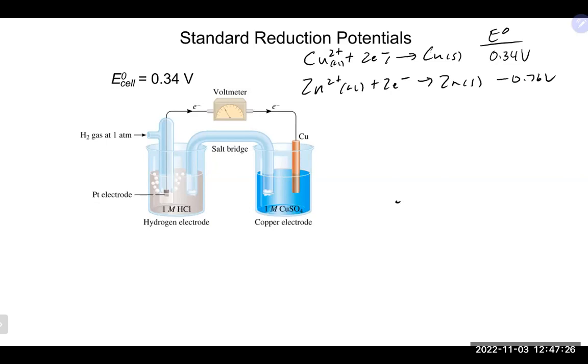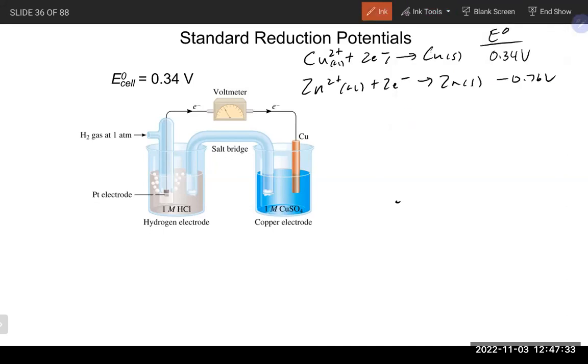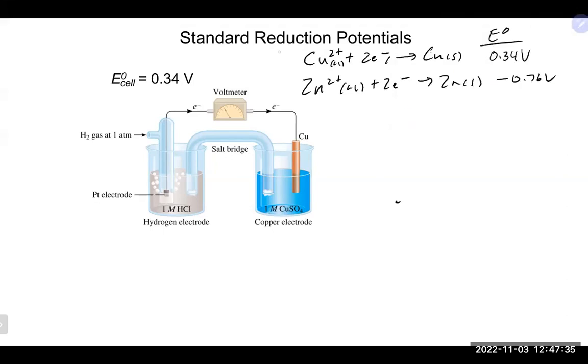So let's say we did a galvanic cell here. And by the way, if we were to build this galvanic cell, which one should be my cathode and which one should be my anode in this case?